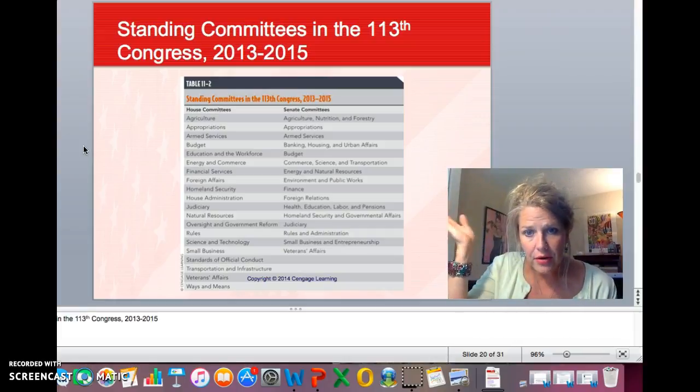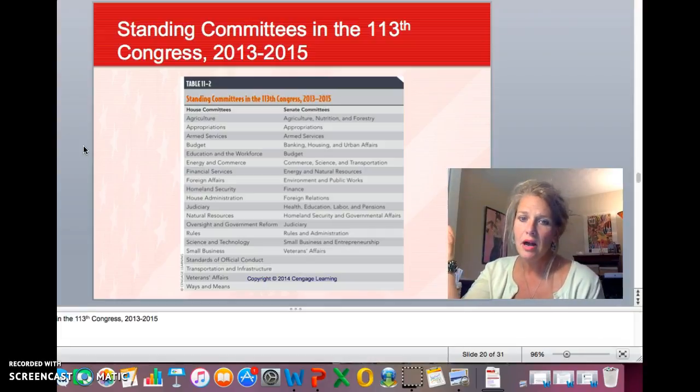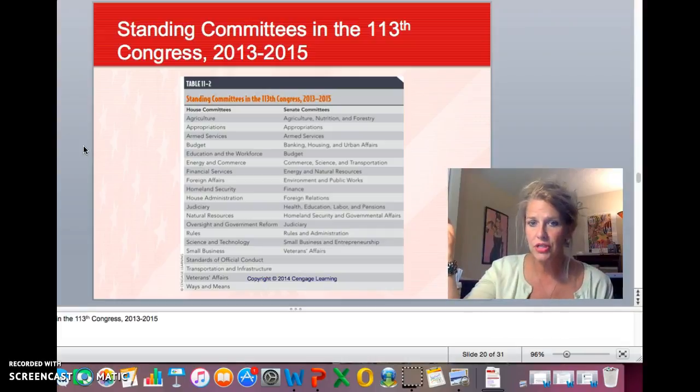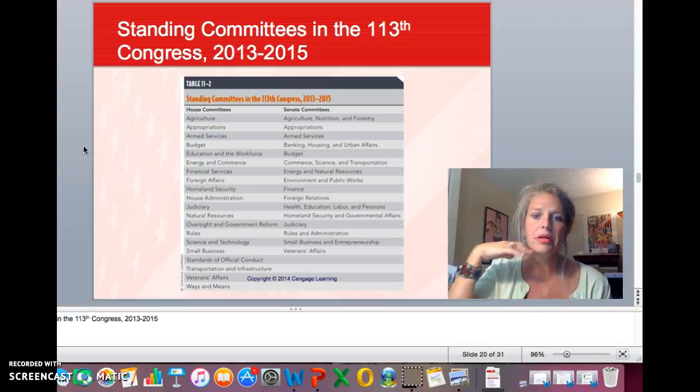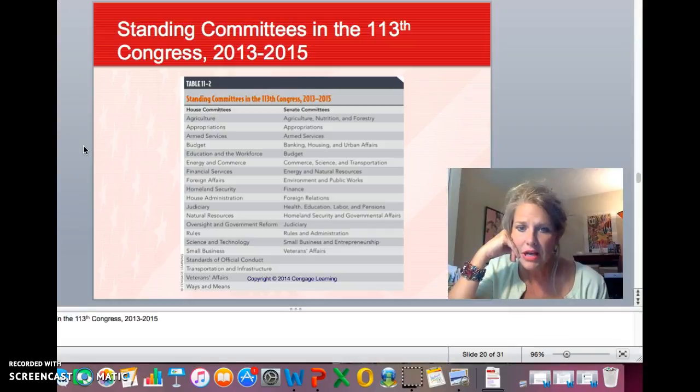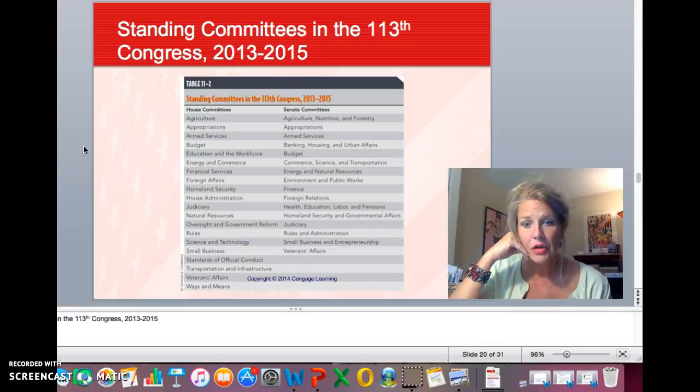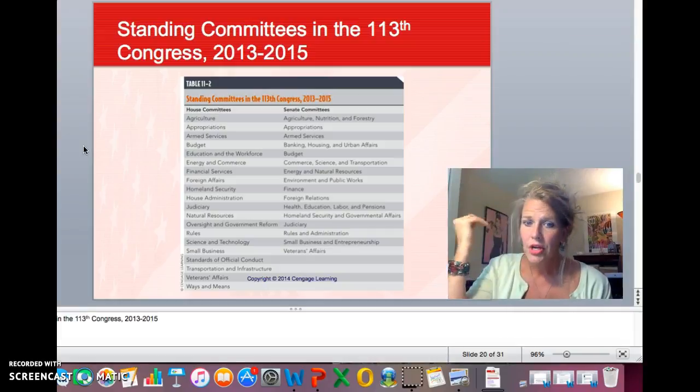Senate committees are agriculture, nutrition and forestry, appropriations, armed services, banking, housing, urban affairs, budget, commerce, science, transportation, energy and natural resources, environment and public works, finance, foreign relations, health, education, labor and pensions, homeland security and government affairs, judiciary, rules and administration, small business, entrepreneurship, and veterans affairs.